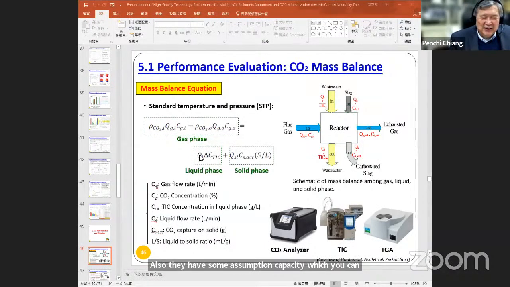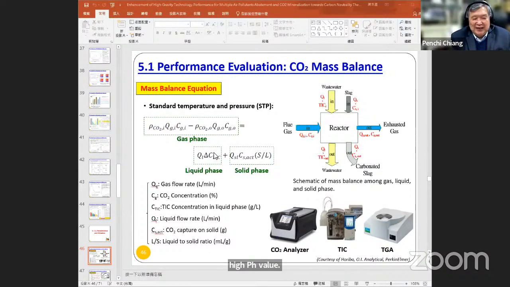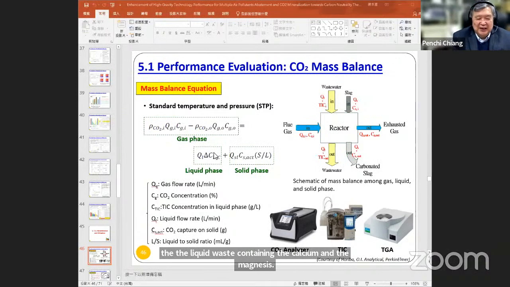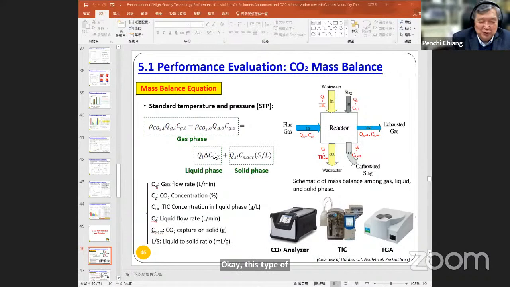And for the liquid phase, you can use wastewaters that have a relatively higher pH value, if the liquid waste contains calcium and magnesium. This type of cation, I do believe, is going to play a very important role for carbon dioxide reduction and for carbon dioxide mineralization.